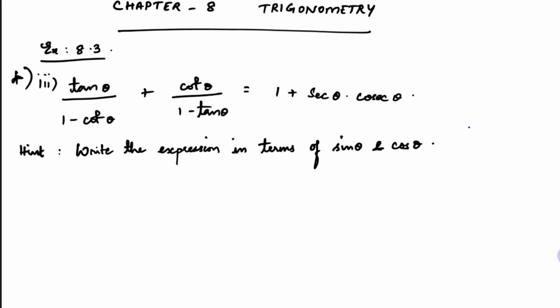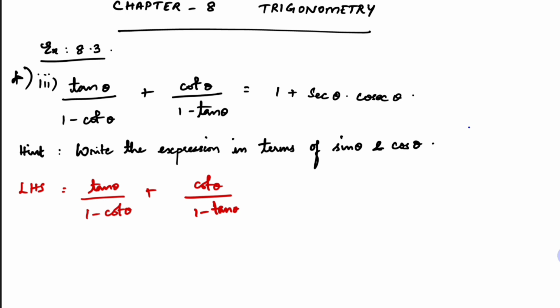That simplifies the problem. This question is a very important question. It can come in 5 marks of NCERT board exam. Now let us do the sum. Let's take LHS first. Tan theta divided by 1 minus cot theta plus cot theta divided by 1 minus tan theta.